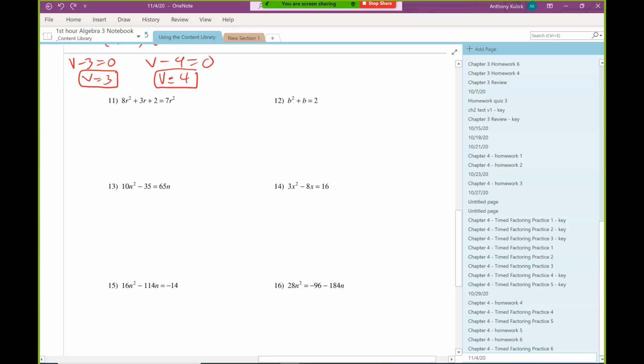Again, my first step is going to get it to equal 0. So I'm going to subtract 7r squared from both sides. That leaves me with r squared plus 3r plus 2 equal to 0. So I can use a shortcut here. I need to find the two numbers that multiply to give me 2 and add to give me 3. Well, so when I apply the zero product property, I can say r plus 2 equals 0 and r plus 1 equals 0. So when I subtract 2 from both sides, I get r equals -2. And subtract 1 from both sides, I get r equals -1.